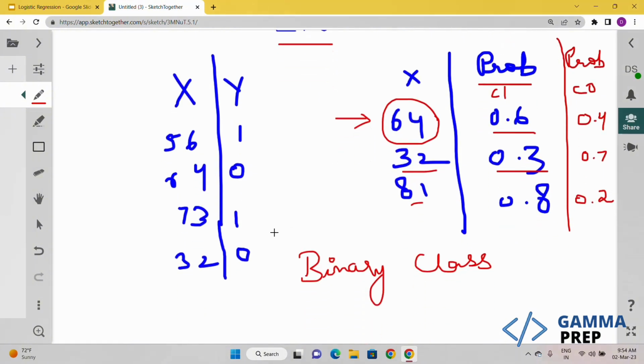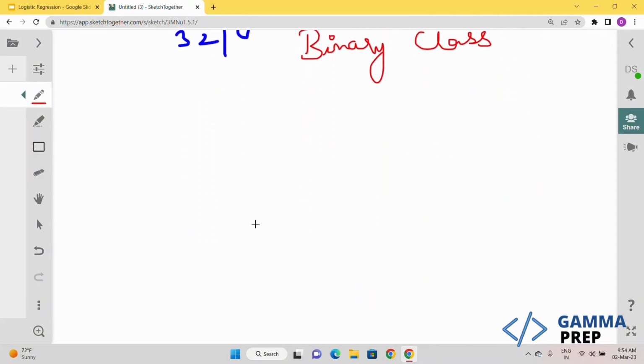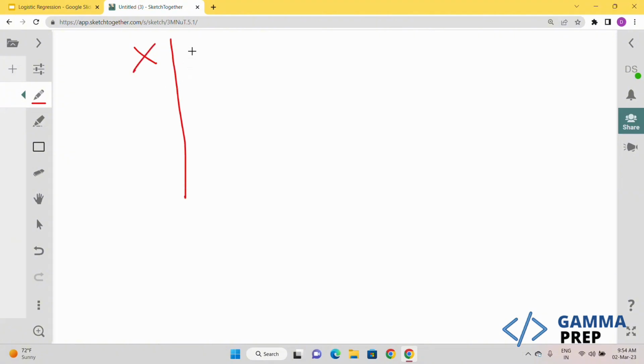Okay, we can have multi-class as well. Multi-class means there are multiple categories, there are multiple unique values in y. So we have x and we have y. Okay, so 64, 32, 81, 95, these are the marks, and the grades that are there are A, C, B, A, and so on. Okay, let me say this as B as well. Okay, like this.